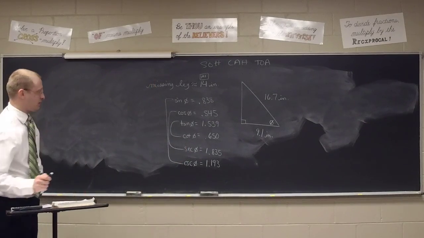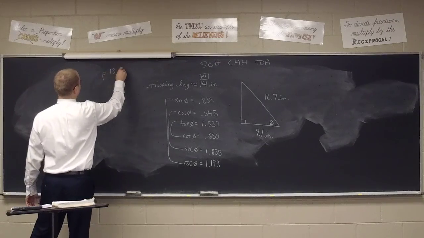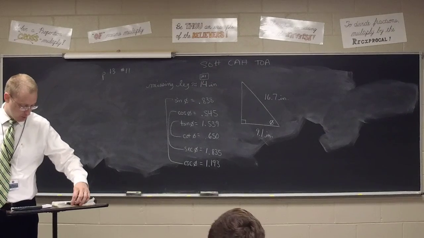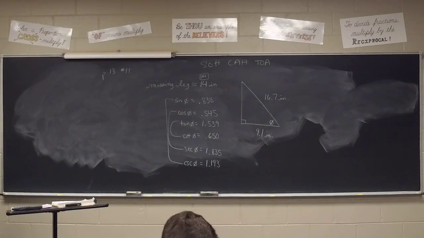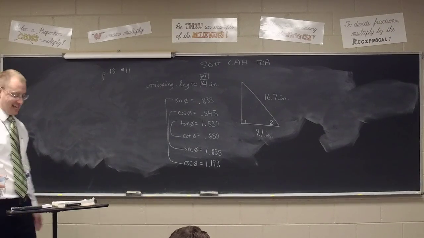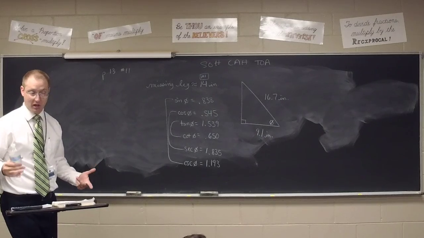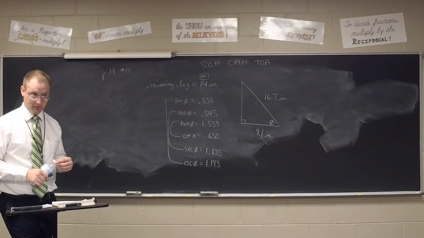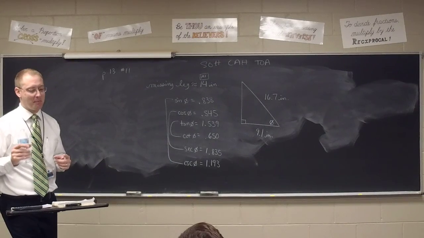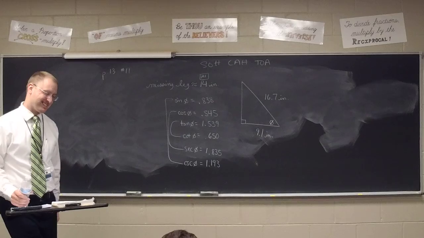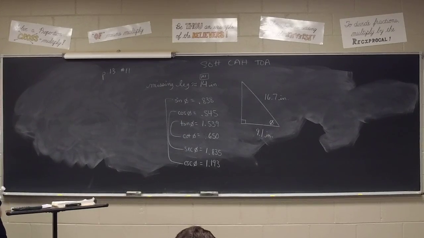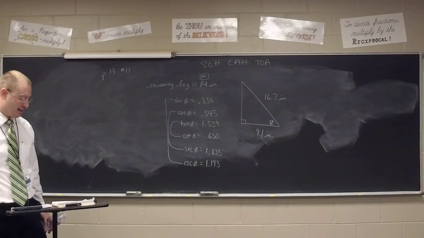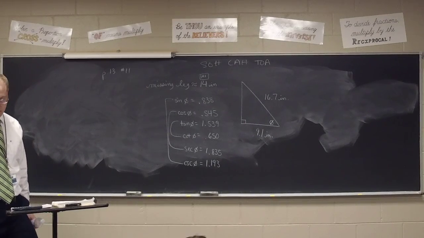All right. Do page 13, number 11. You can write it right there in the book. By the way, notice we've got one side 10, the other side's 5, which is exactly double. Is that a 30, 60, 90? No. If it were the hypotenuse that were double, yes. It's an easy trap to fall into, so be careful. If the hypotenuse is double, it's a 30, 60, 90. If it's a leg that's double, it's not.